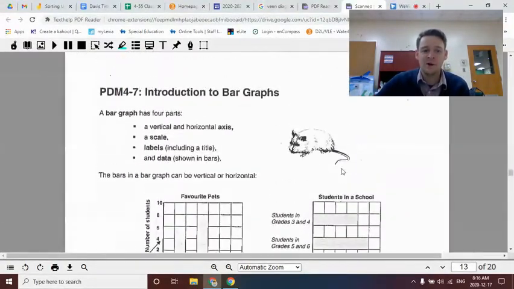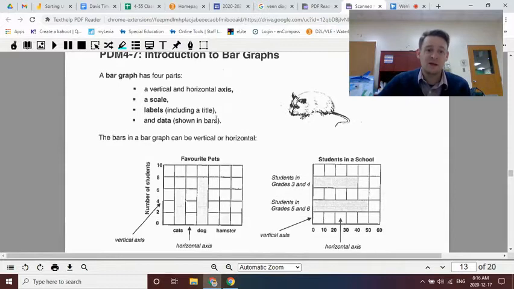All right, when we're looking at bar graphs, we can look at bar graphs and break them down into 4 parts. So we have a vertical and horizontal axis. And what that fancy word axis means is it just means we have a line that goes up and down. That's our vertical axis. And we have a line that goes side to side. That's our horizontal axis. And that's where we set up our information for our bar graph.